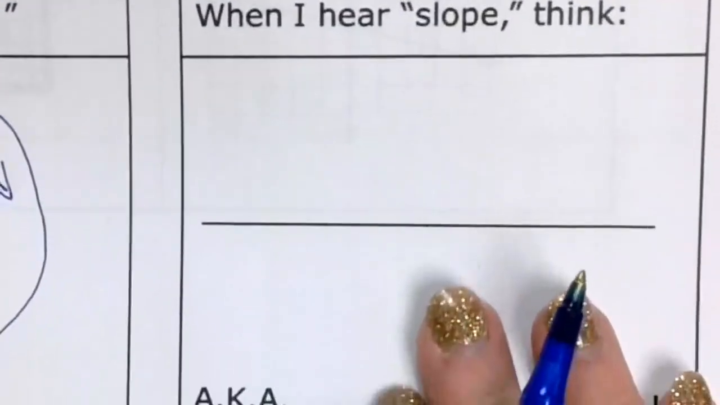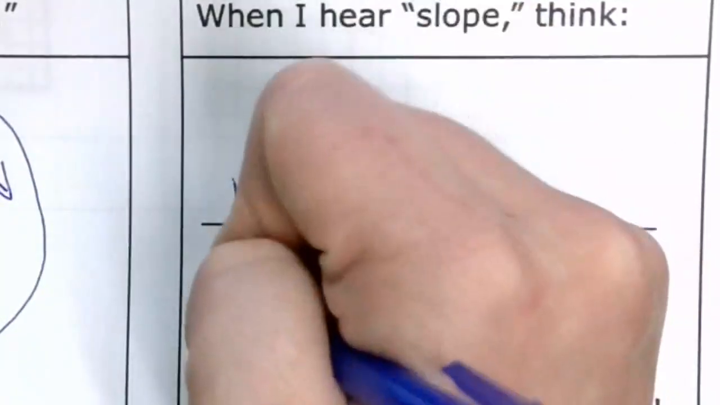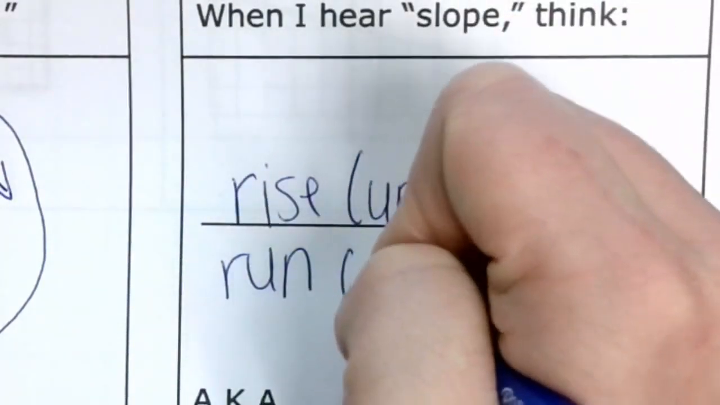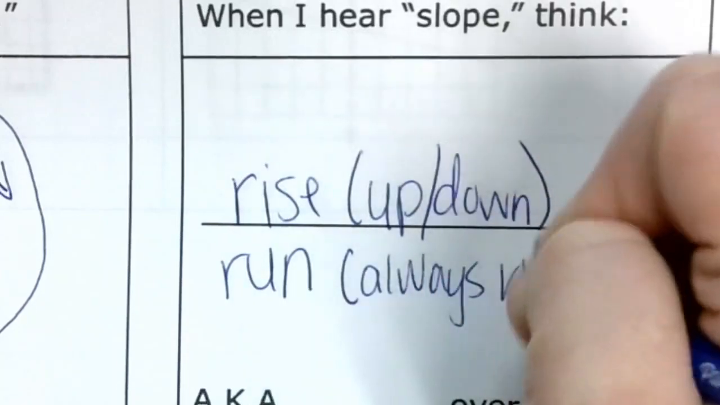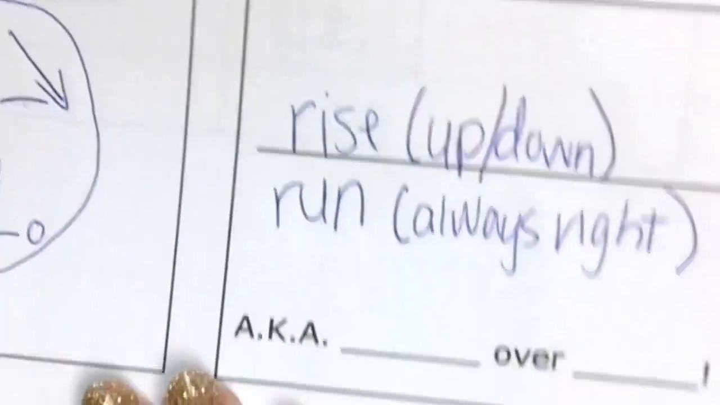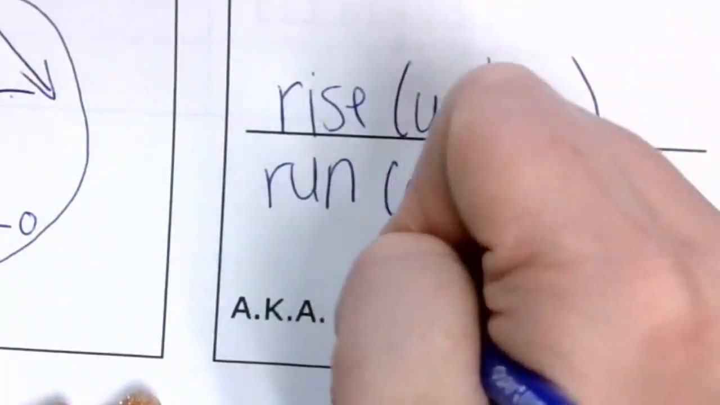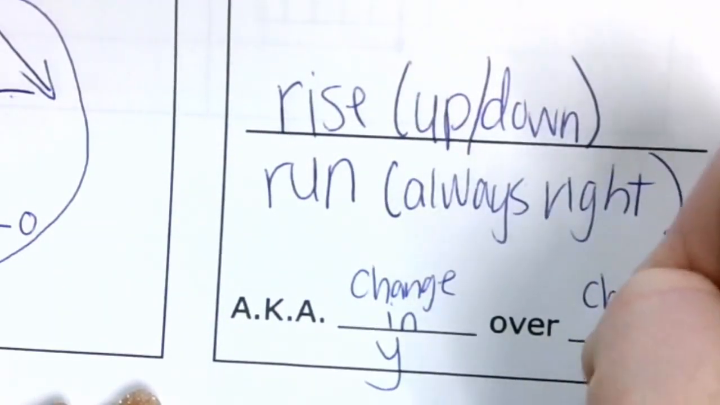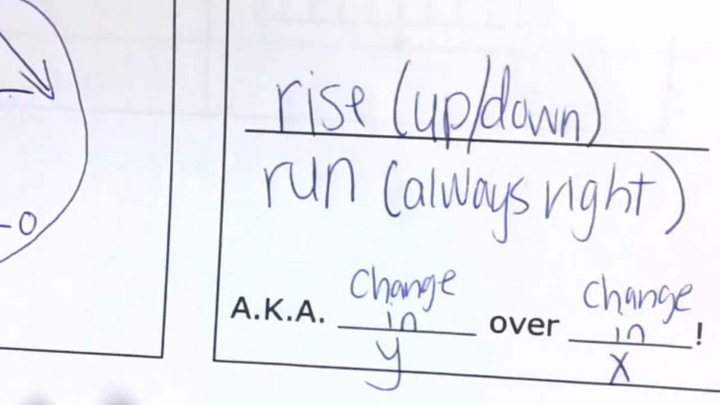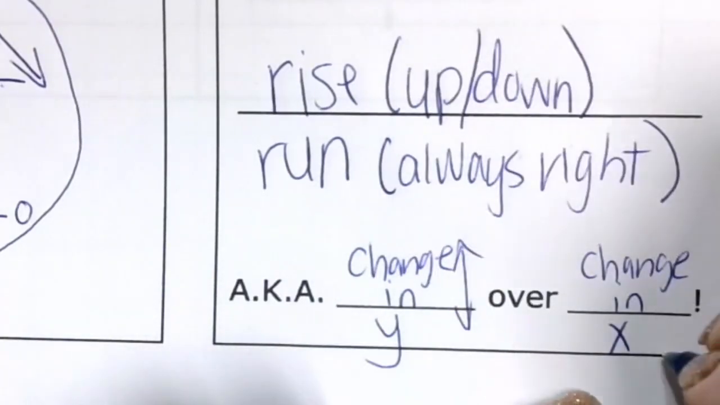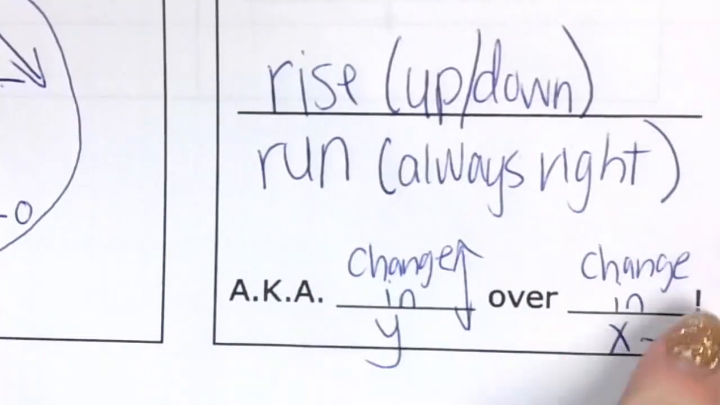When you hear slope, you should think rise over run. So rise is going to be your up or down, and run, we always go to the right. Okay. And then aka, if you want to get the fancy math language in here, it is change in y over change in x. And that kind of makes sense if you think about it because your y-axis is vertical and your x-axis is horizontal. So it's always your change in y over your change in x.